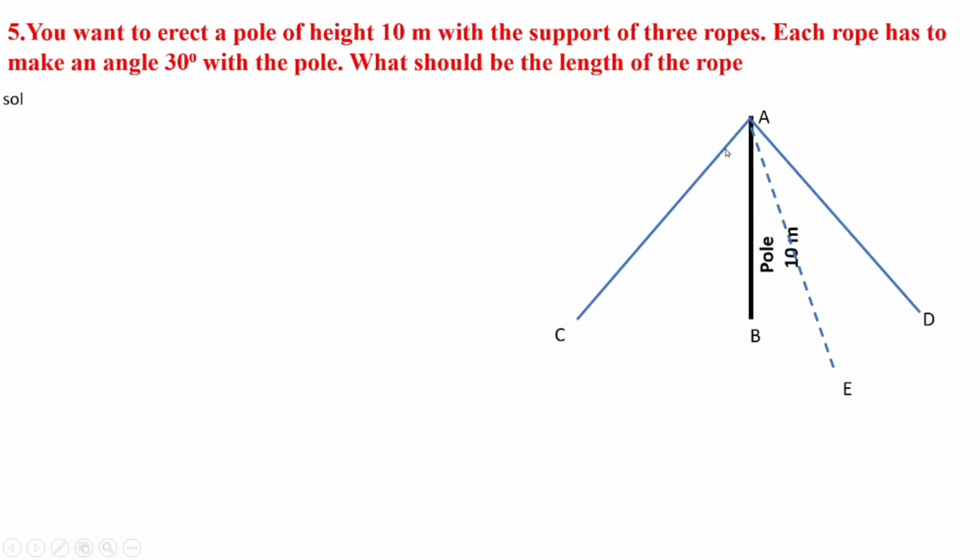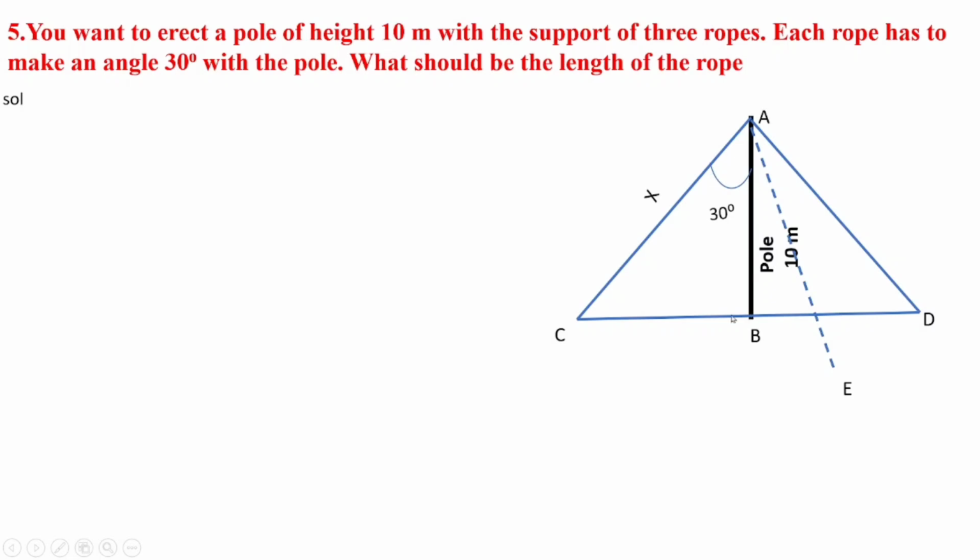So we have to support the pole with three ropes, AC, AD and AE, and the angle made by each rope with the pole is given as 30 degrees. So AC is the length of each rope, this is x, and AD is also x and AE is also x. Each rope has to make 30 degrees, so this angle is also 30, this angle also 30 and this angle also 30. I am showing only one angle.